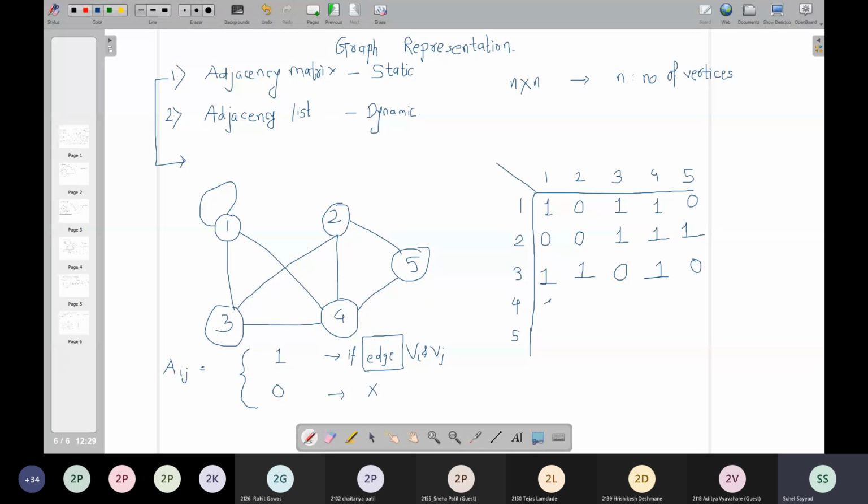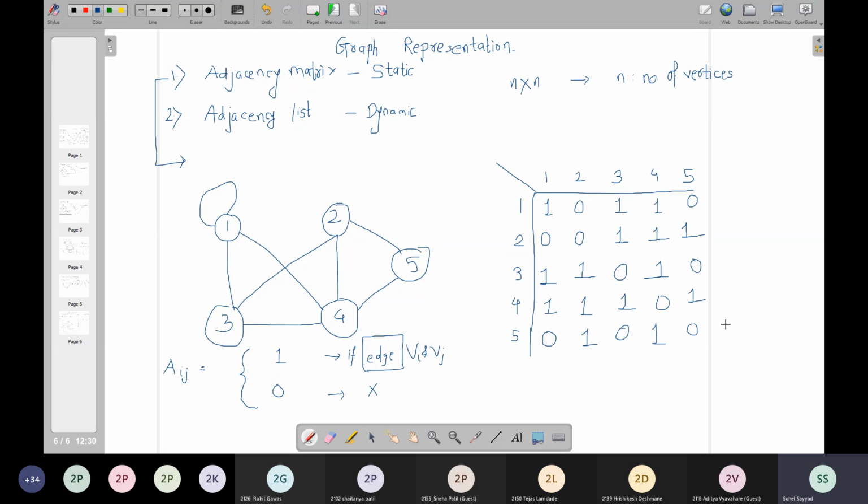4 1 there is an edge. 4 2 there is an edge. 4 3 there is an edge. 4 4 there is no edge. 4 5 there is an edge. And for 5 1 there is no edge. 5 2 there is an edge. 5 3 there is no edge. 5 4 there is an edge, and 5 5 there is no edge. So is this example of an adjacency matrix for this particular graph understood? Is it clear?